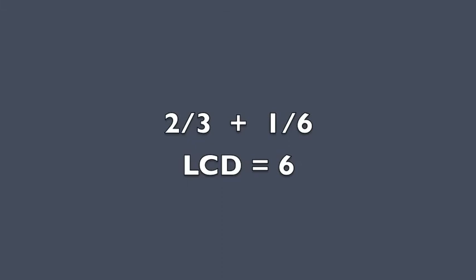Now, let's say we have 2/3 and 1/6. How do we solve that? But how do we get the denominators to be equal? It's simple, Dan. Don't frown. All you need to do is find the least common denominator of 2/3 and 1/6, which is 6.